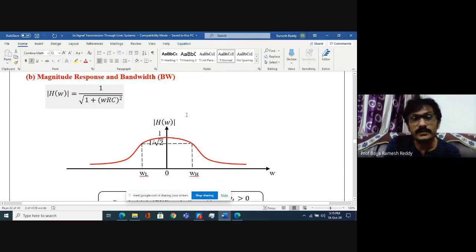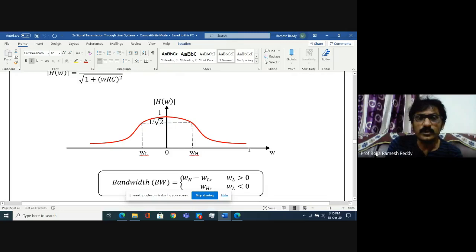Now coming to the graphical representation. See, if omega is equal to 0, the amplitude is 1 by 1 plus 0, that is 1 only. 1 is the maximum amplitude, occurring at the origin. If omega increases, like omega equal to 1 by RC, 2 by RC, 3 by RC, the denominator increases and the amplitude decreases non-linearly. It is an even function, symmetrical about the y-axis.